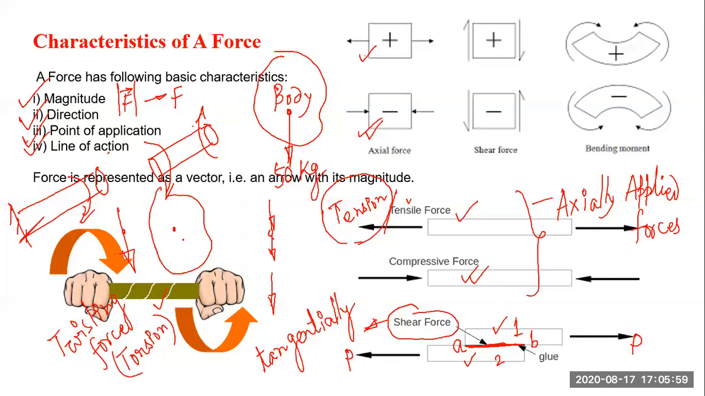Now, another moment is there, which is called bending moment. What is bending? So there is a beam, or a shaft, or a plate. Now the plate is loaded in such a way that one side gets compressed and another side gets in tension. That means one side has the tendency to elongate its length, and another side has the tendency to reduce its length.